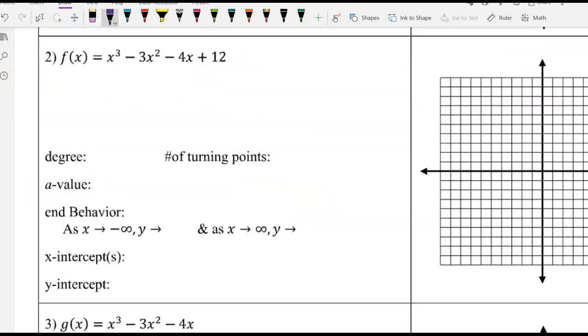All right, guys. So example 2 says f of x equals x to the third minus 3x squared minus 4x plus 12. This is not in factored form, so just look at the biggest power. So this is going to have a degree of 3. That means we're going to have at most, students, at most 2 turning points, okay?